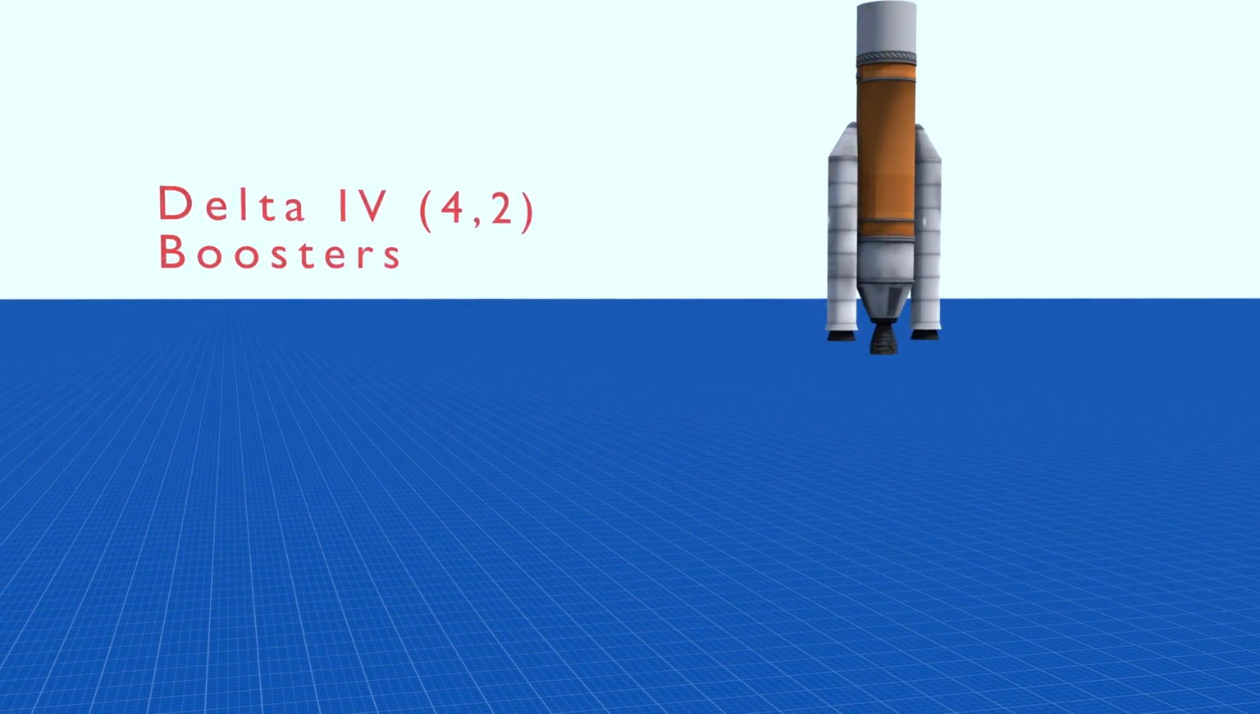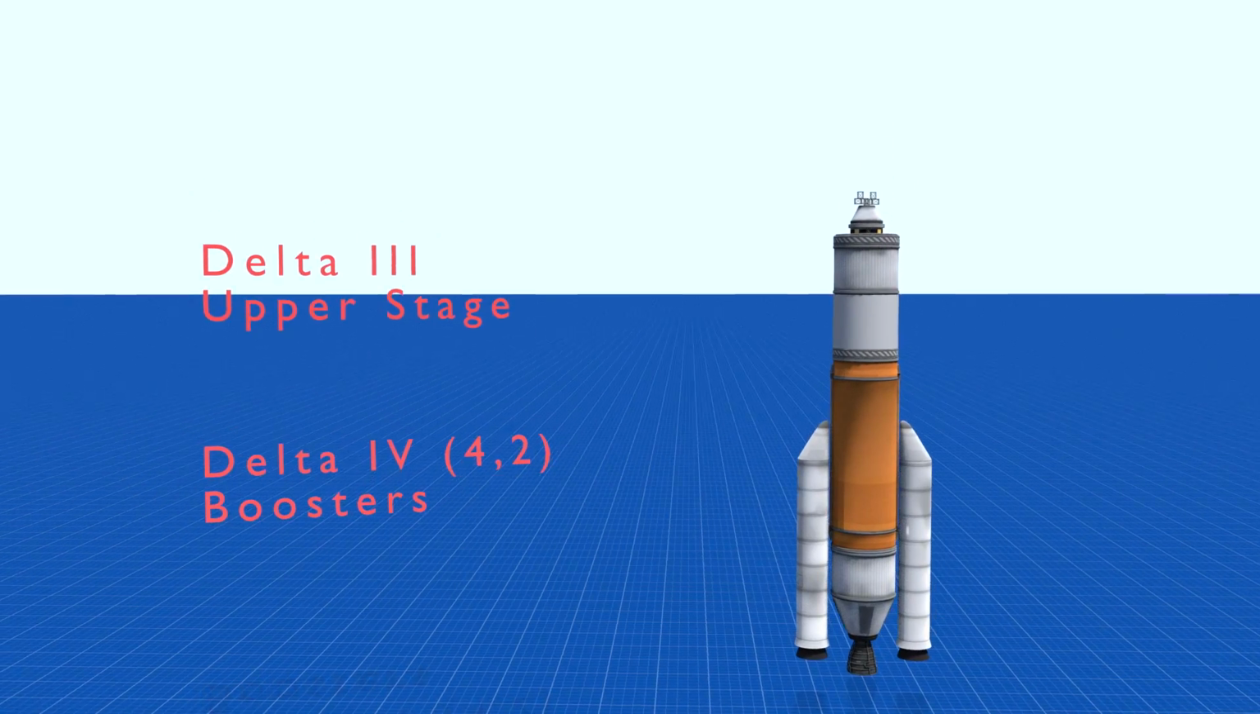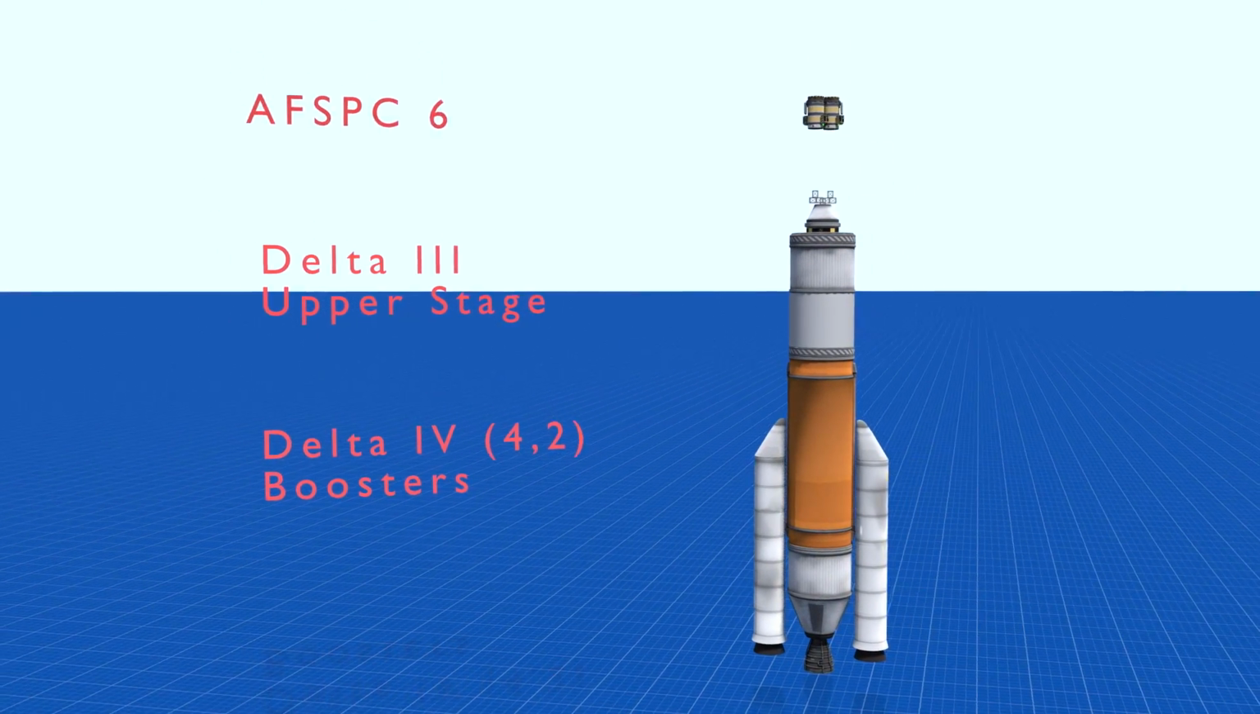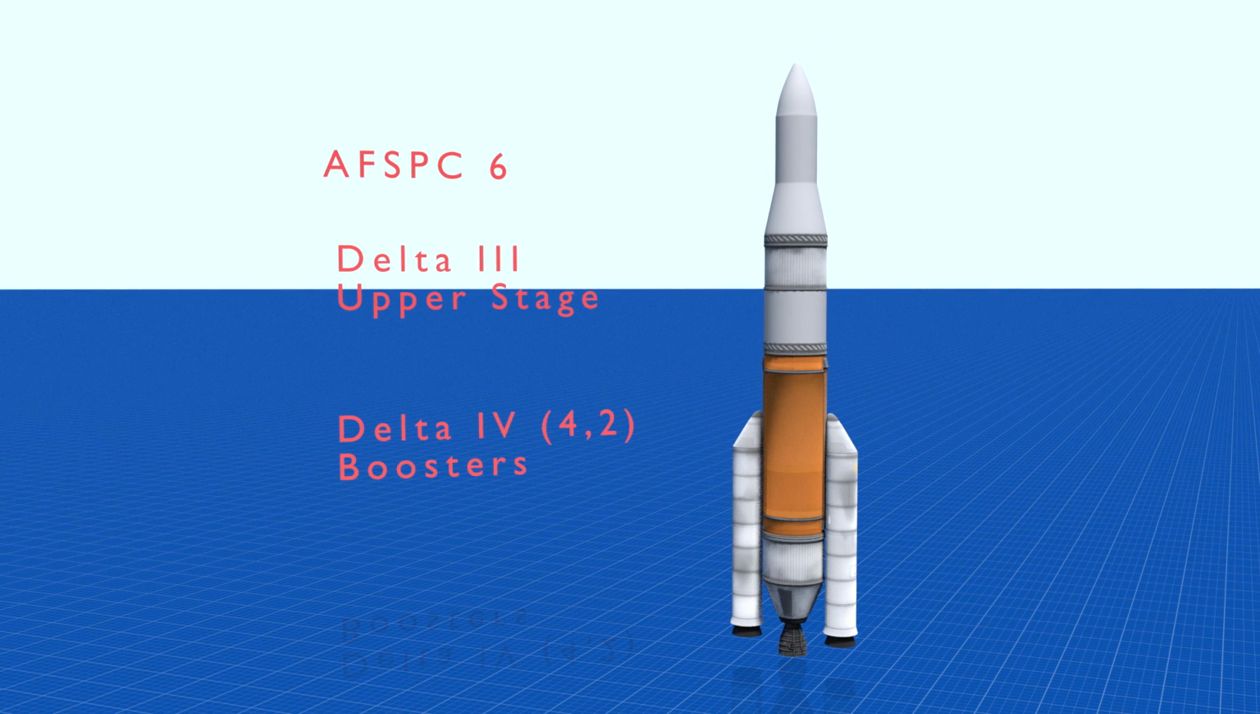Delta 4 will launch in its M Plus configuration, which stands for Medium Plus Strap-on Boosters. In this case it will be two, and on top is the slightly modified Delta 3 second stage. On top of that are two satellites for the Air Force Space Command, which get covered by a 4-meter wide fairing. A special thing to note is the core booster engine.